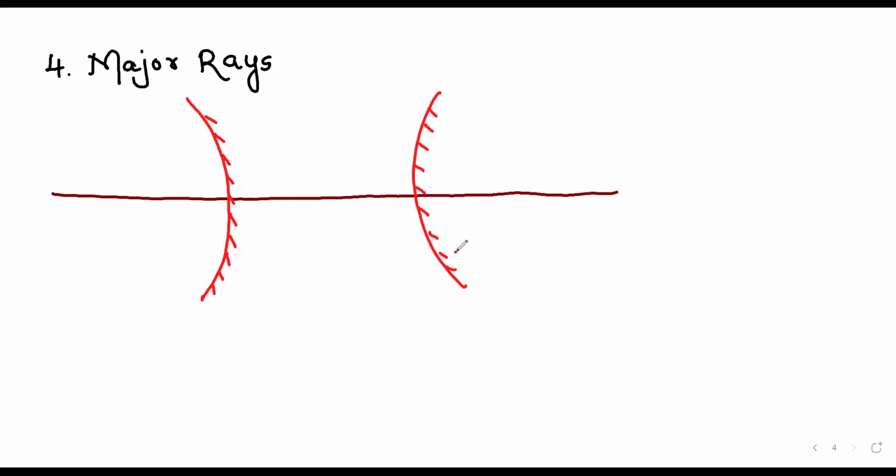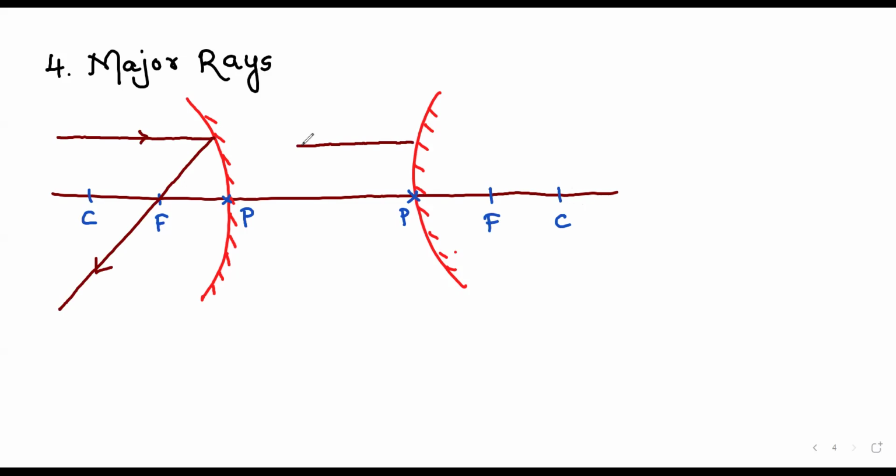Okay, the first ray. So first we will mark the pole and the focus. Pole, focus, double will be C. So the first ray is, if the ray is parallel to the principal axis, it will pass through focus. If it is a convex mirror, if it is parallel, it will appear to diverge from focus. This is the first ray.